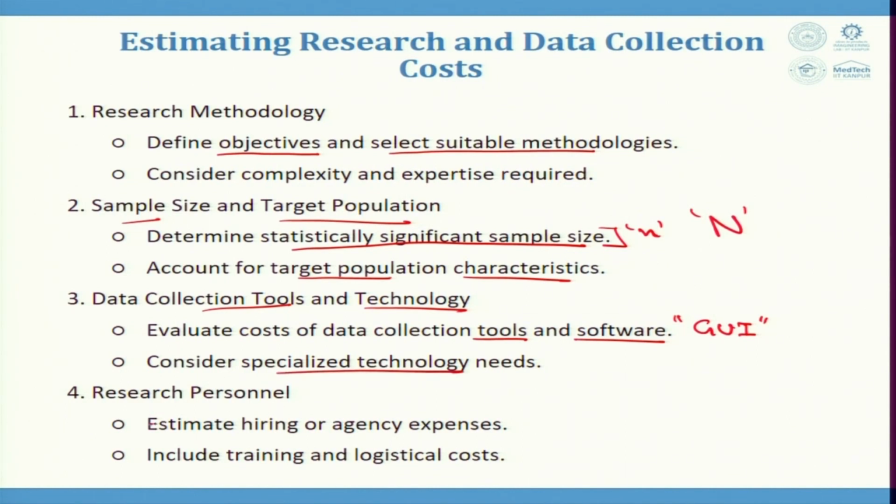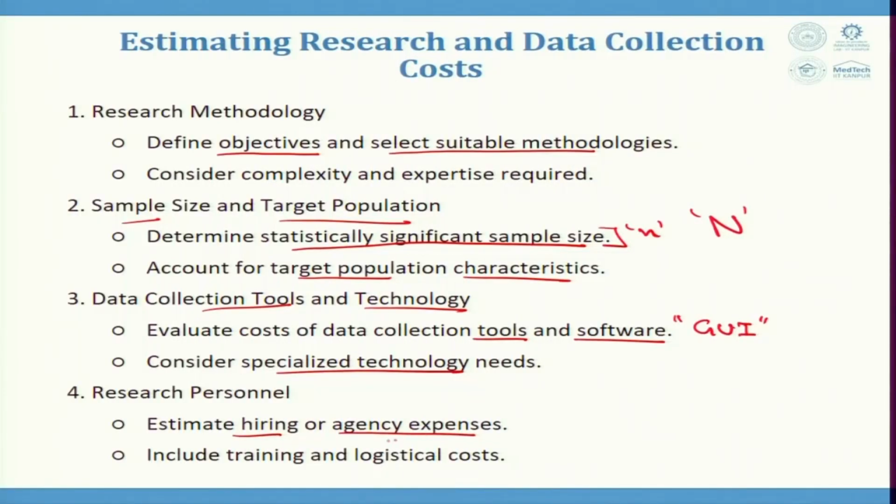Research personnel. We need to estimate the hiring or agency expenses. If we need research personnel, sometimes we cannot find a person who could be retained for some time. The hiring agencies have a lot of people with them. In the pool that they have, they give you the people as per your requirement. So their expenses are also there, and we need to consider all of them. Then we need to include the training and logistical costs also in this.